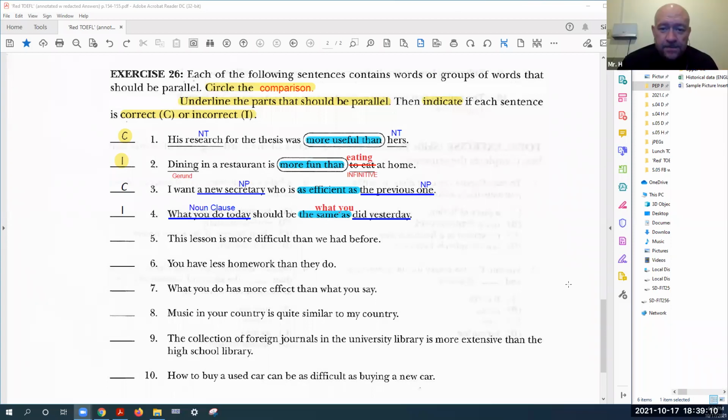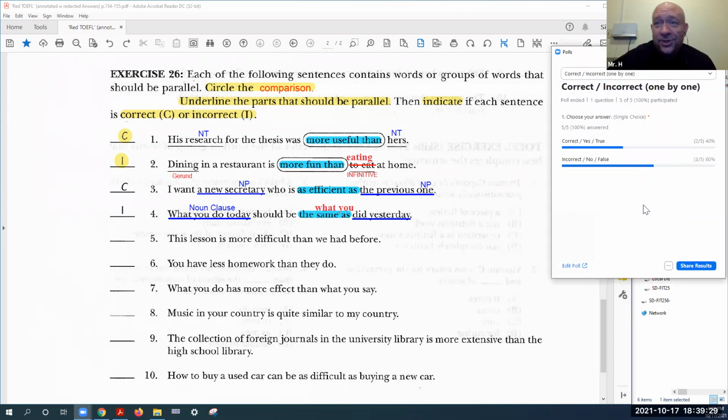Ten seconds. 5, 4, 3, 2, 1, and finished. Good. Oh, Houston, we have a problem. 2 and 3. All right. Press Alt Y if you said correct.